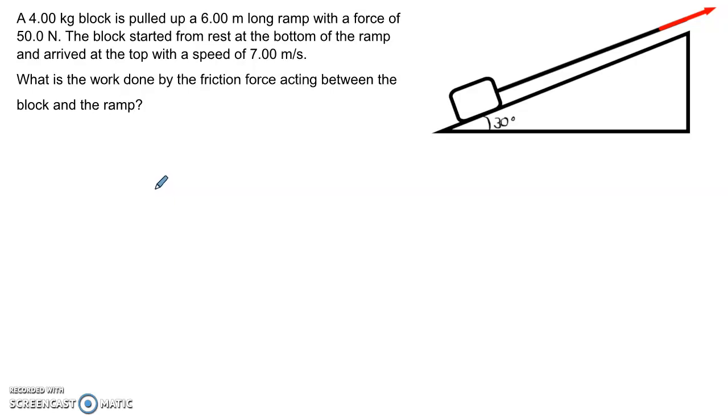This video is about the block that is moved up a ramp. So we will first read the statement together. A 4 kilogram block is pulled up a 6 meter long ramp with a force of 50 newtons. The block started from rest, that's an important fact, at the bottom of the ramp and arrived at the top with a speed of 7 meters per second. What is the work done by friction force acting between the block and the ramp?